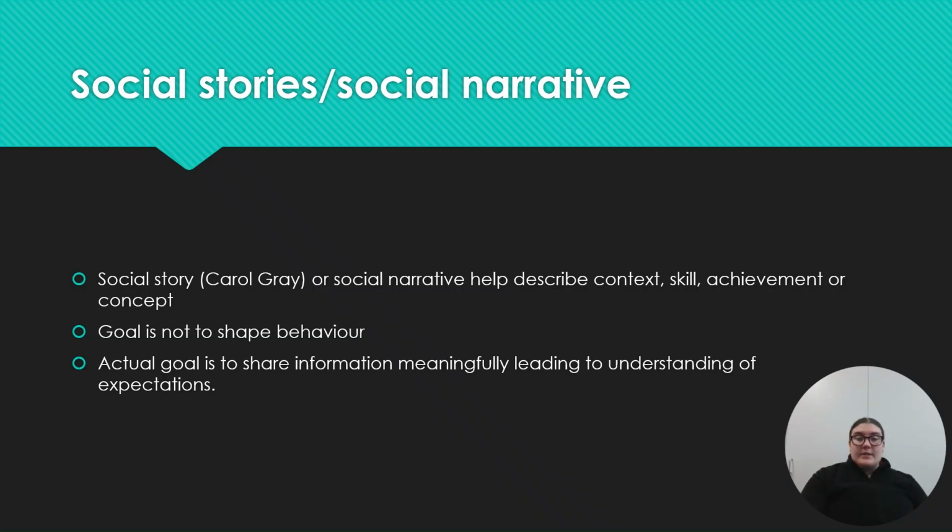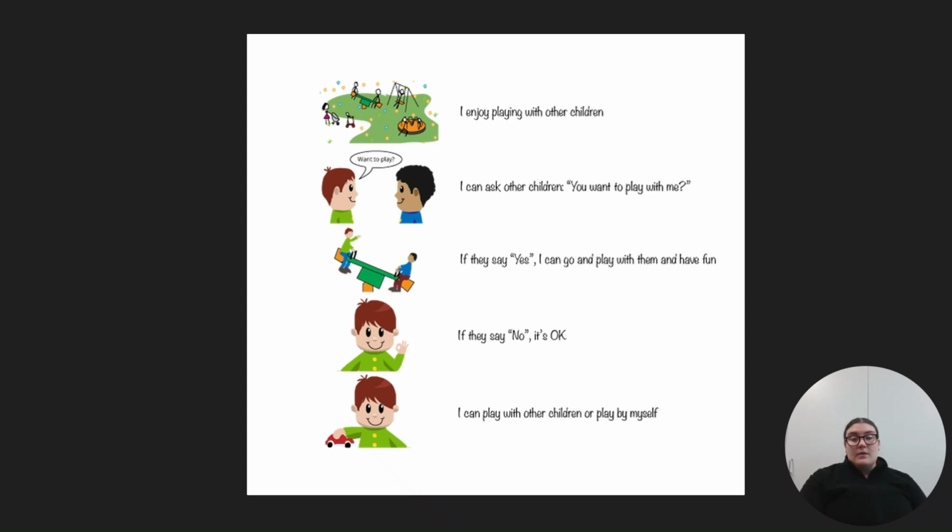Social stories or social narratives. These are a tool to help describe a context, skill or achievement concept. As I said at the top, the goal is not to shape behaviour with these. The actual goal is to share information about an activity that's upcoming to support a student to have an understanding of what the activity is, to reduce anxiety around said activity, and be able to support a student to be empowered to engage in that activity. This is an example.